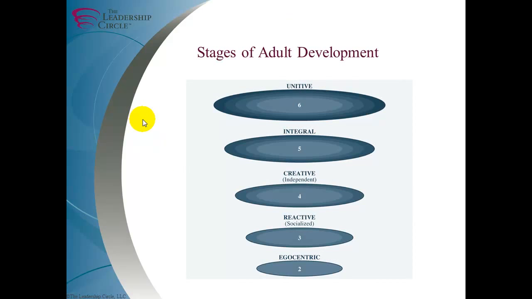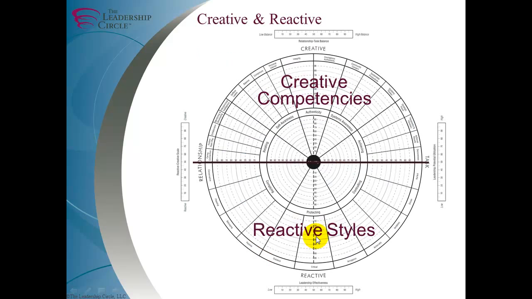And this is a stage of development snapshot. It turns out that about 5% of the population is egocentric, and 75% of us fall into this creative reactive area. So our adult development is working to understand our reactive tendencies or styles, and helping us to become more creative and understand our creative tendencies. In fact, the Leadership Circle literally is a circle divided in two between these two parts of adult development. As you see the circle, here is the division line between reactive styles and creative competencies.